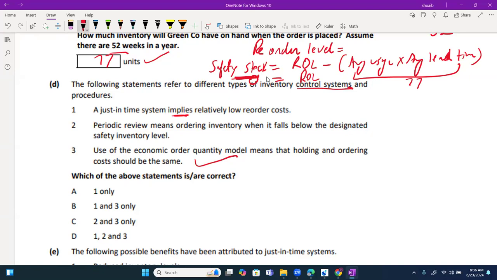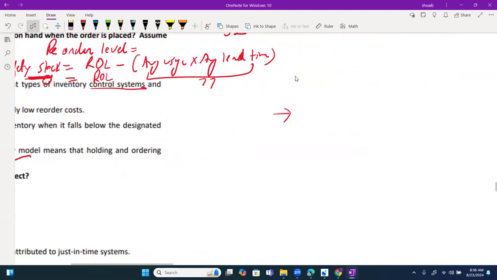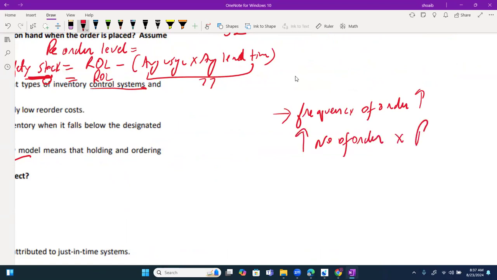Actually, it is usually higher, we know this. But this is a problem of the wording. A just-in-time implies relatively low order cost, that is, order cost should be lower. It shouldn't be high. Per order cost should be minimum. Look, frequency of orders would be high. Number of orders should be high, into per order cost. It's talking about this per order cost.